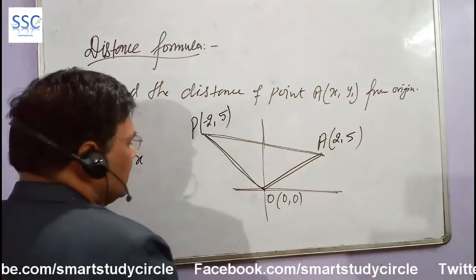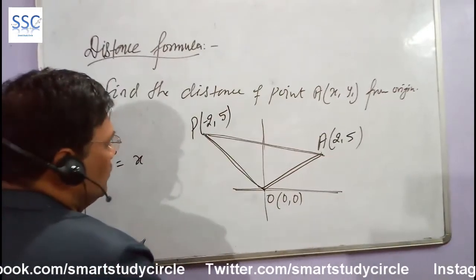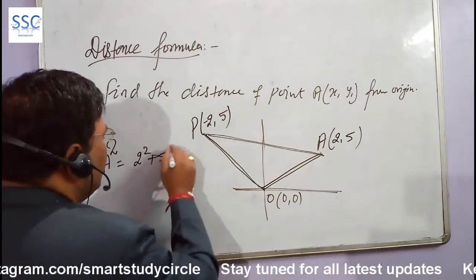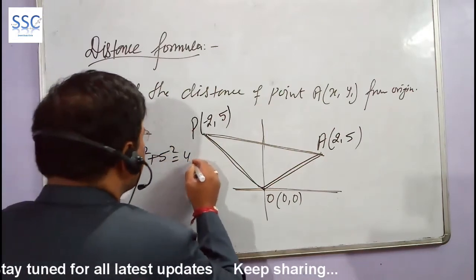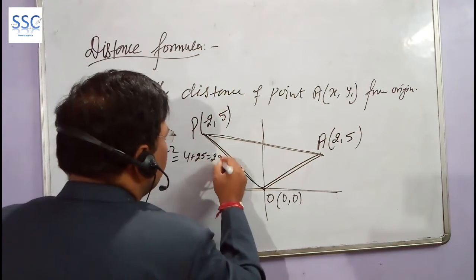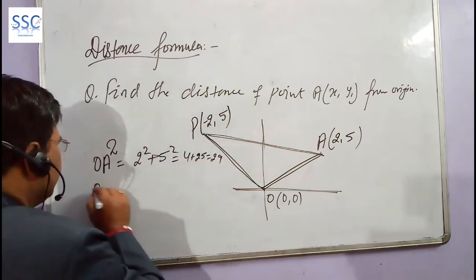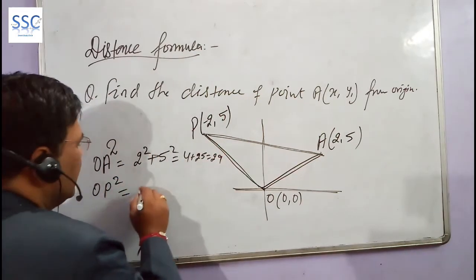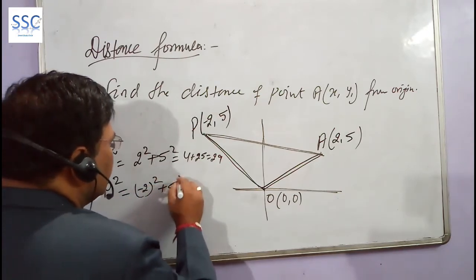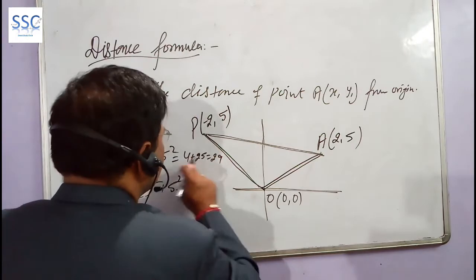So we have OA square equal to (2 minus 0) square, that means 2 square, which is 4, plus 5 square, which is 25. It gives you 29. And what is OP square? It is (-2) square plus 5 square, which also gives you 29, just 4 plus 25.